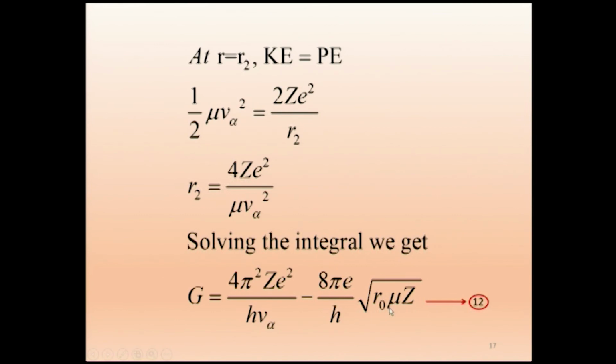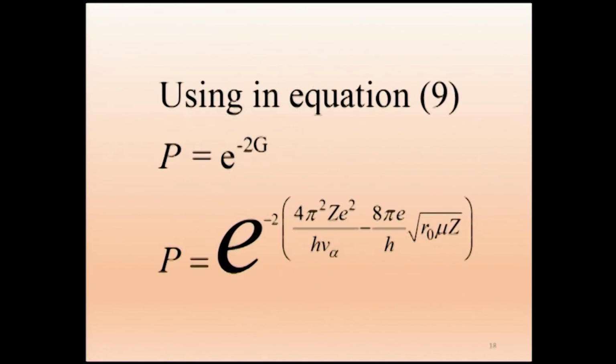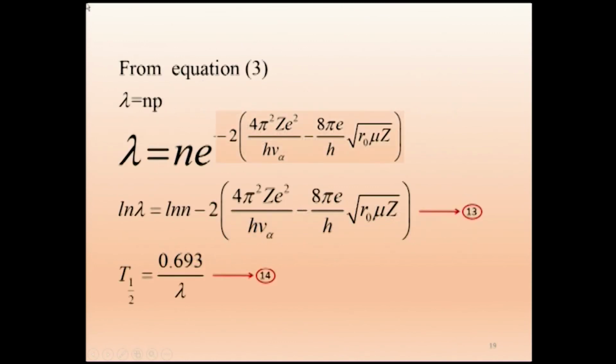Now, what is the probability? So, probability is nothing but e power minus 2g, that is what we started. Therefore, the gamma factor is put here, e power minus 2g is put there. Now, what more do we require? We require the decay constant. So, we will go to the next one.